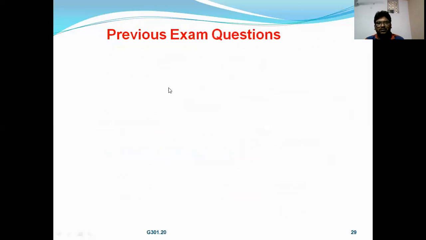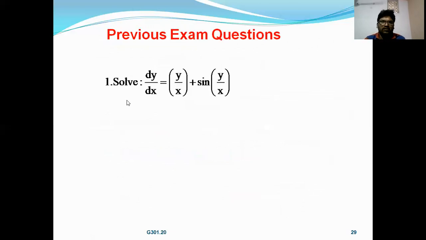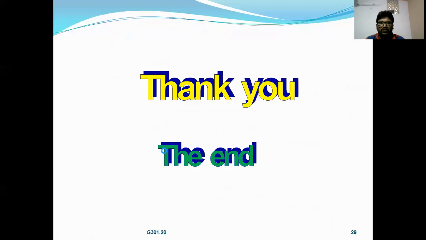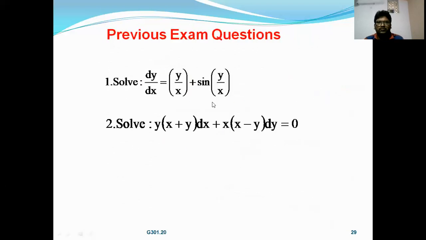Next, some more questions that were asked previously. These are the questions. See here, solve dy by dx is equal to y by x plus sin y by x. This question came in a previous paper. The second question is solve y into x plus y into dx, plus x into x minus y into dy is equal to 0. This also came in a previous paper. You have to see the previous papers, and you will get these questions.